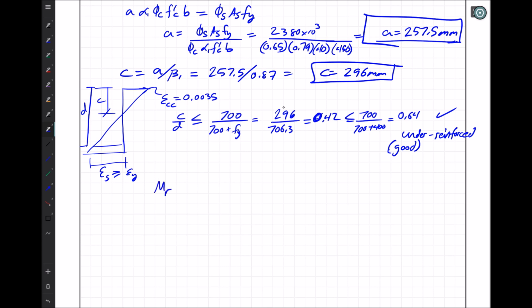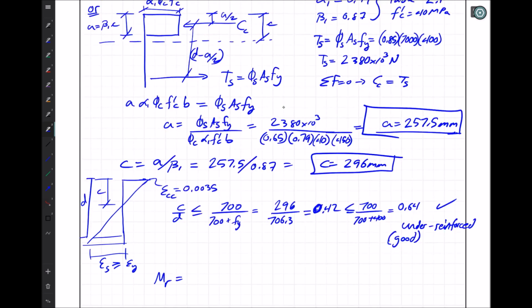MR, our big one here, our moment resistance, then becomes, so let's take a look at what this is. The internal moment here is going to be the moment of our couple. We've got compression and tension here, and we've already said they're equal to each other. So the moment of our couple is the magnitude of force multiplied by the moment arm between the two. And the magnitude of force is TS or CC. We already know TS, so we'll use this, times d minus a over 2.